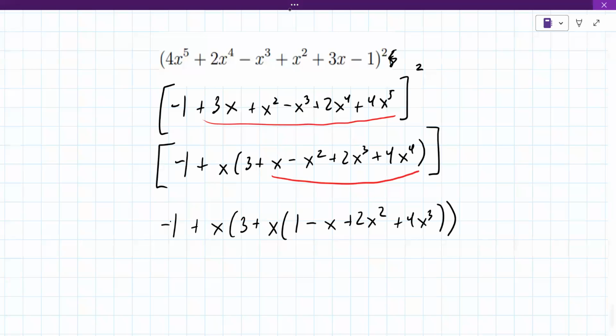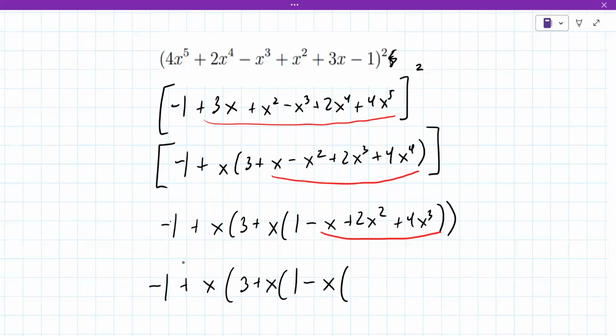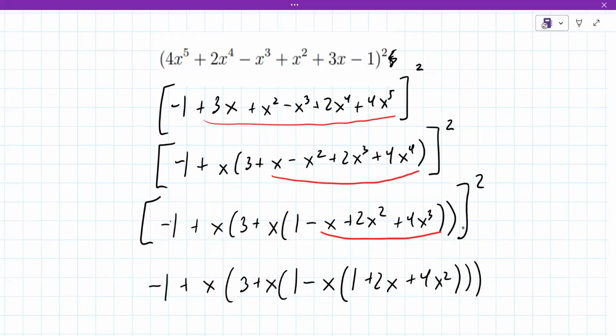And I'll do that again here. -1 plus x(3 plus x(1 minus x( and I'm taking an X out of all of these. So it's 1 plus 2x plus 4x squared. And it's all squared, but I'm trying to hold off on that.